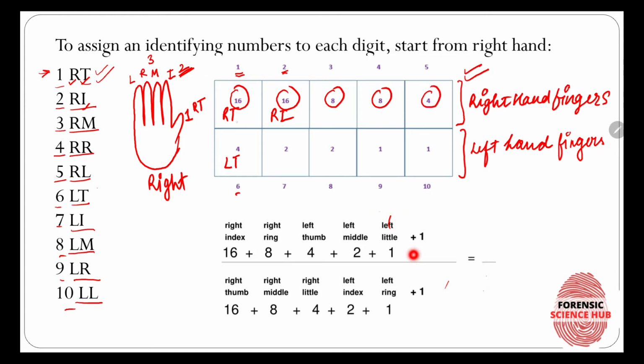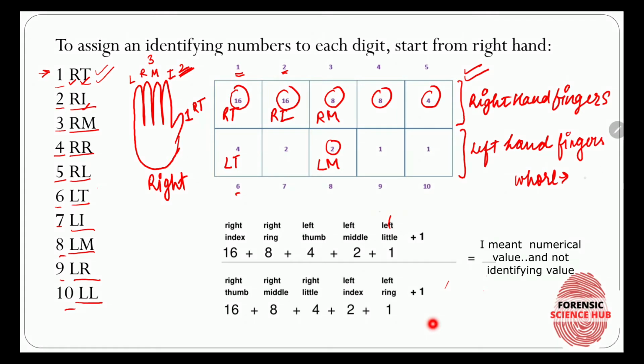Like for example, the right thumb is given a value of 16, right index is given a value of 16. Then this will be right middle finger is given a value of 8. Likewise, this one is left middle is given a value of 2. All right, so that's how we go. And what did I just tell you in the previous slide? I told you that whenever there's a whorl present, we give it an identifying value of 1, right? And if there is any other pattern, we give it a value of 0.